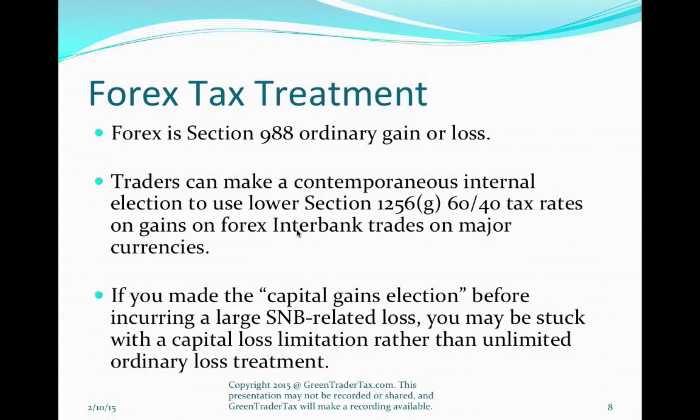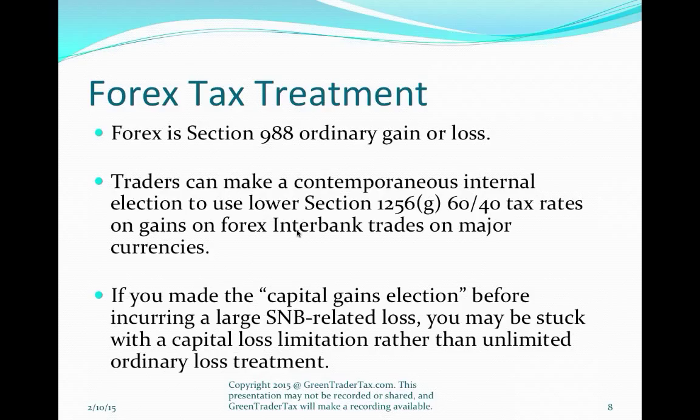Forex tax treatment is Section 988, ordinary gain or loss. You open up an account for $10,000 with a Forex broker in the interbank market. You lost that $10,000 with the SNB surprise. Maybe you lost more, but your broker's not going after you. Maybe your broker is going after you, and it's a $20,000 loss, or a $30,000, or a $40,000, or a $50,000. It's an ordinary loss. If you have wage income, or your spouse has wage income on a married filing joint return, you can write it off without a capital loss limitation. Page 1 of the 1040.